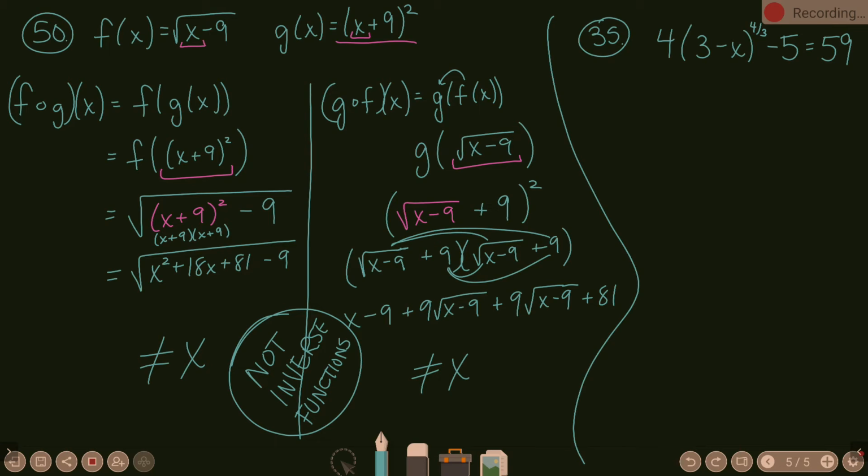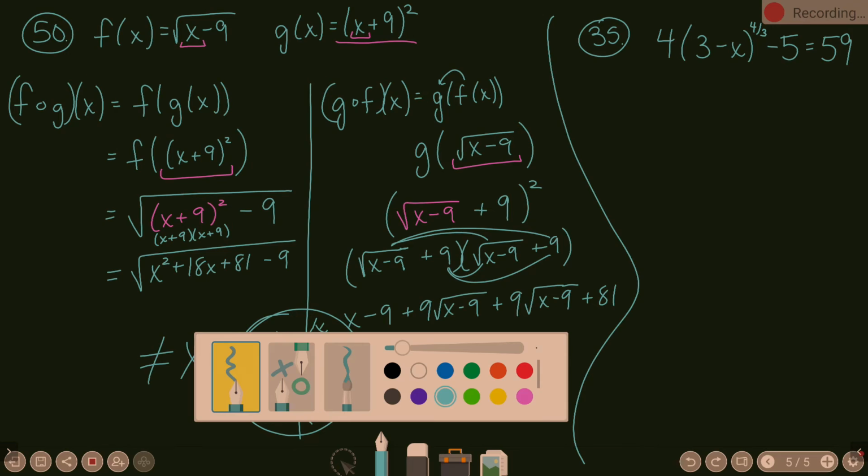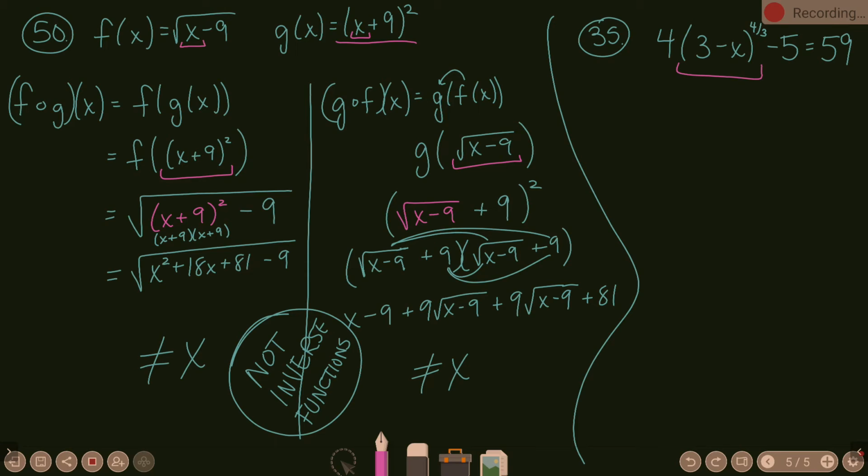Okay. 4 times (3 minus x) to the 4/3, minus 5, equals 59. This is in our solving equations group, right? Solving equations, your job is to get the radical by itself. We don't exactly have a radical, but what we're trying to get by itself is those parentheses raised to the 4/3 power. What do I need to do to make this happen?